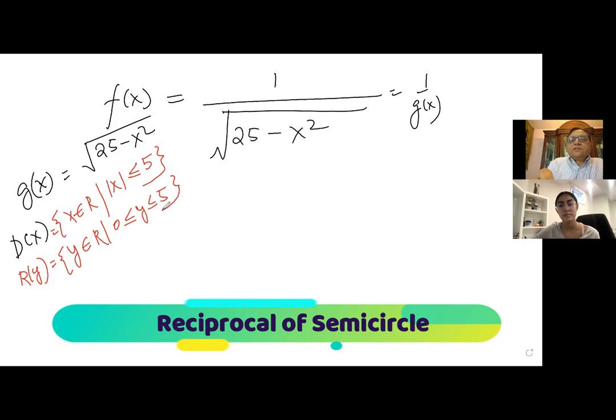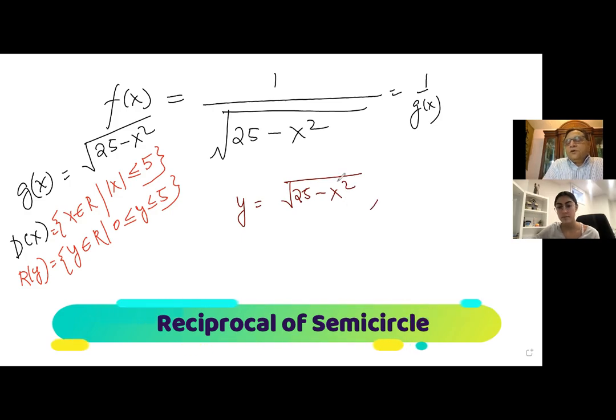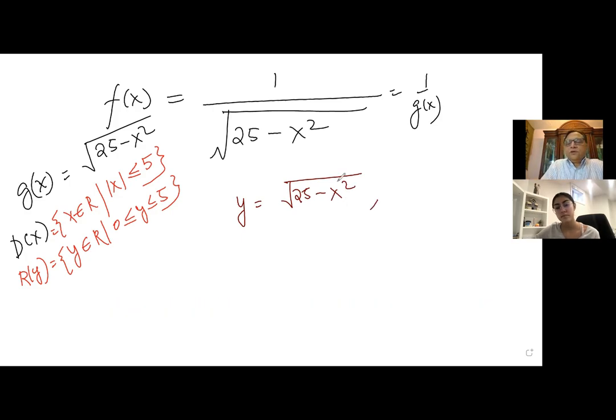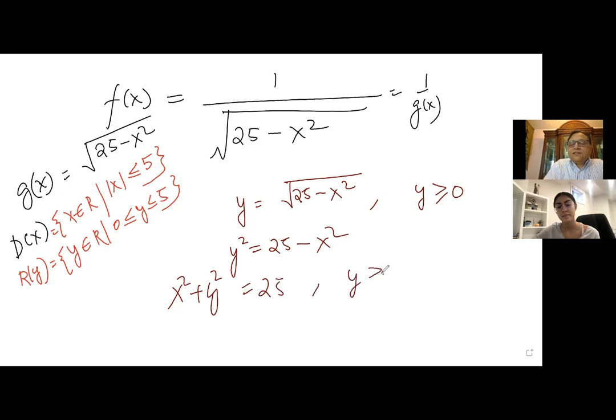Let's try to understand this function. I'm writing g of x once again in the form y equals the square root of 25 minus x squared. We figure out that the value of x is within plus and minus 5. So in this case y is greater than or equal to 0, since it is a square root function. Is that clear to you? If I square both sides, I get y squared equals 25 minus x squared, or x squared plus y squared is 25, where y is greater than or equal to 0. Can you tell me what this function is? I think it's the square root function.